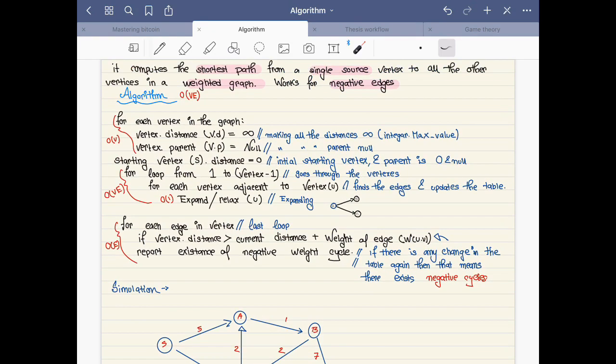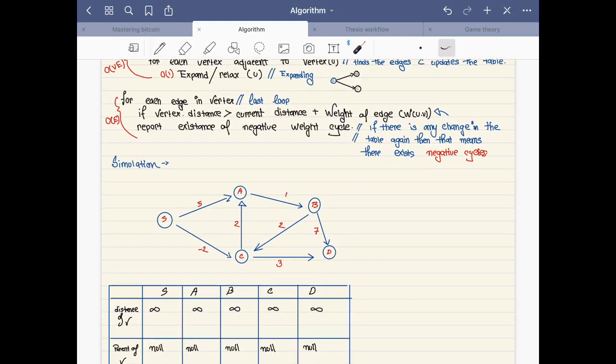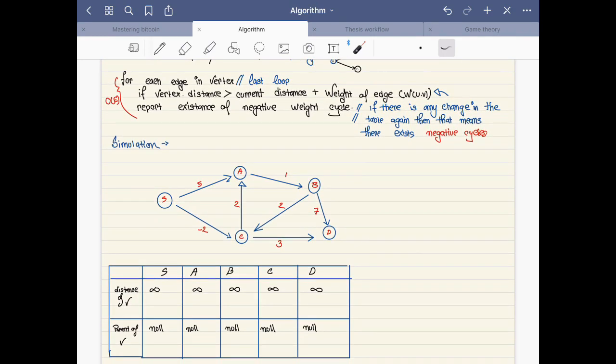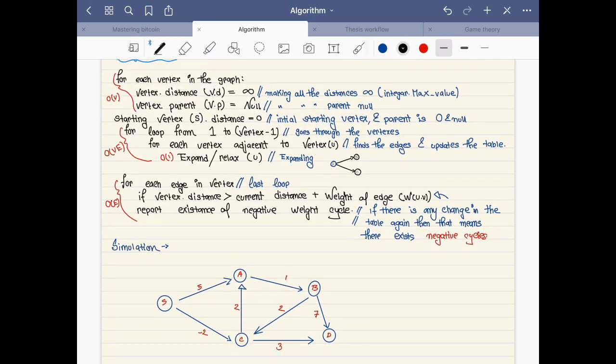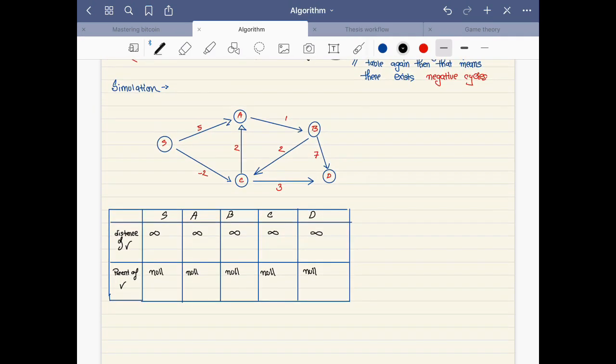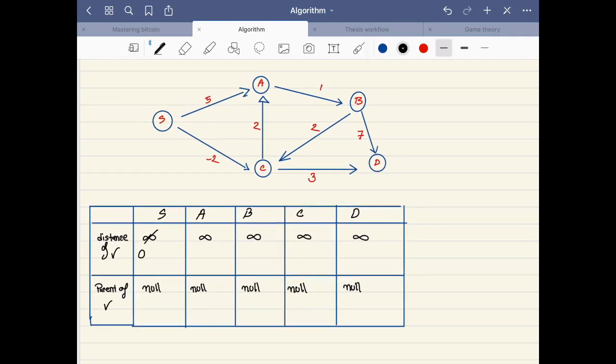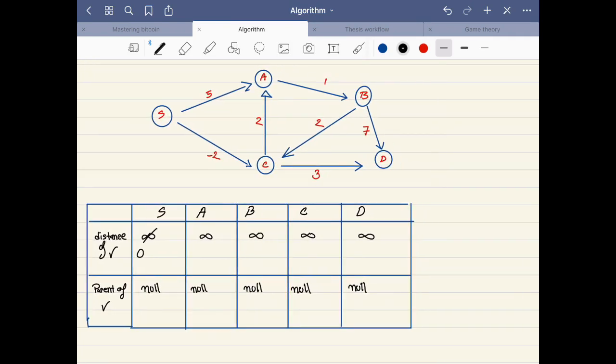Rather than talking about the whole algorithm, let's go through the simulation and see what happens. S would be our starting node, right? As the algorithm says, the distance would be 0 at first. So this is 0, and the parent is null, because this is the root node, and root nodes don't have any parents to begin with.